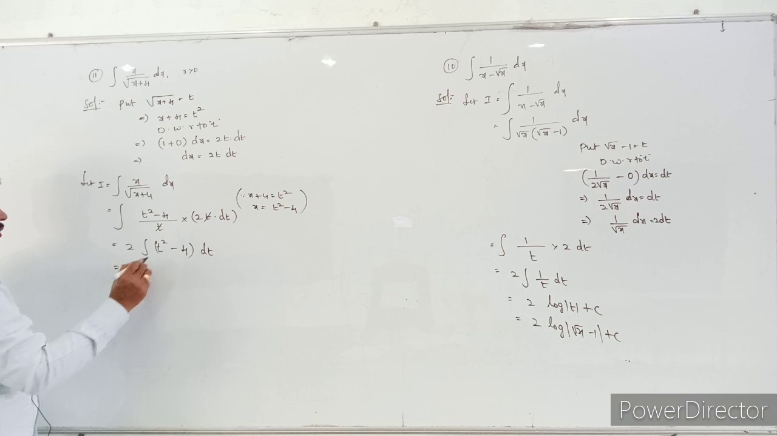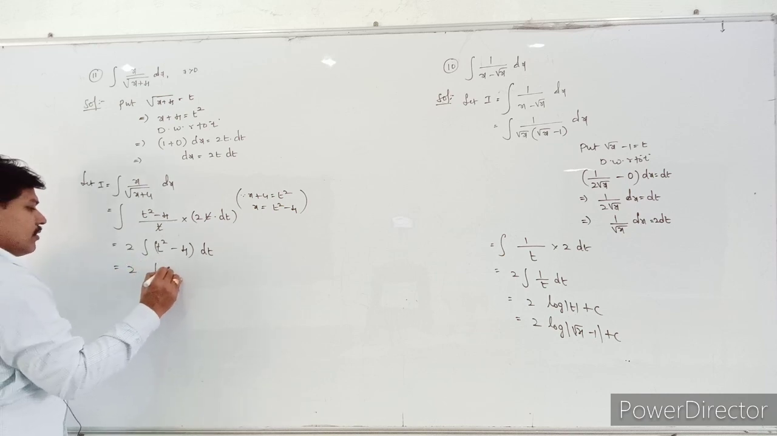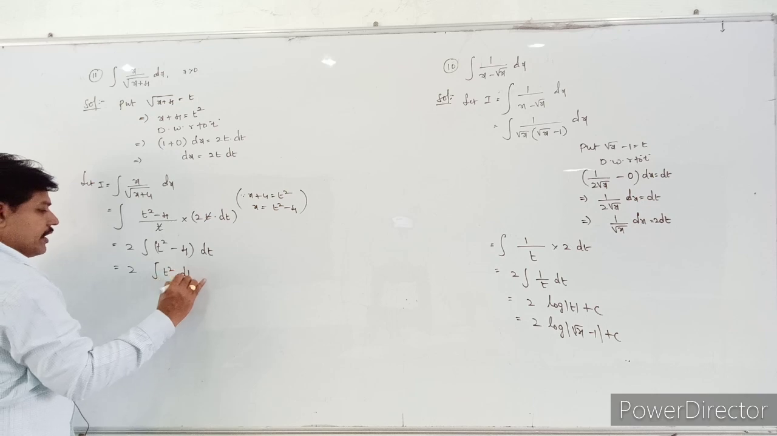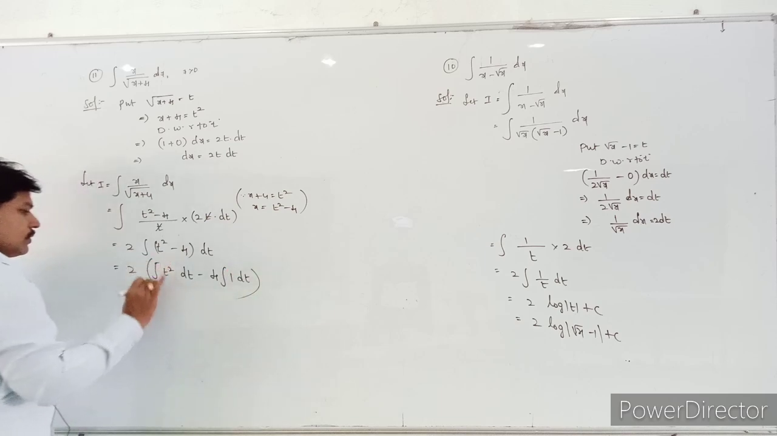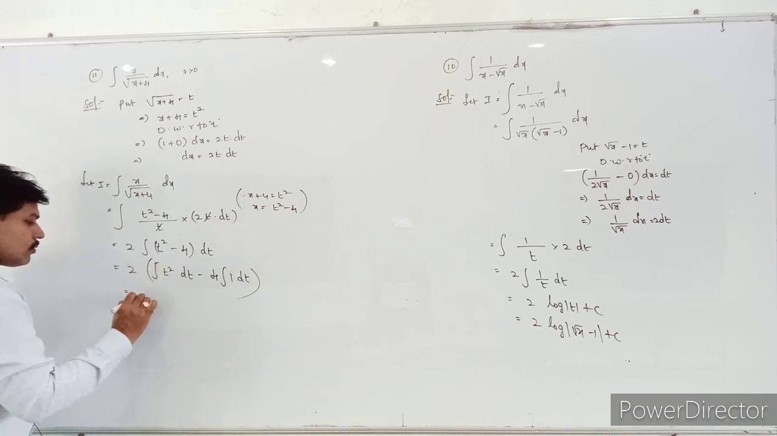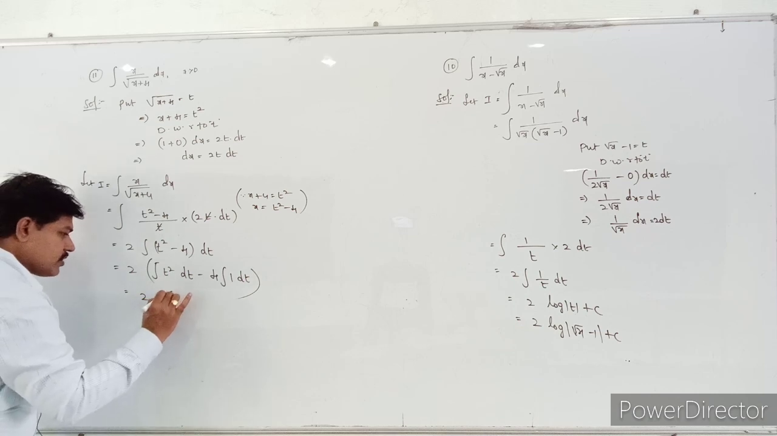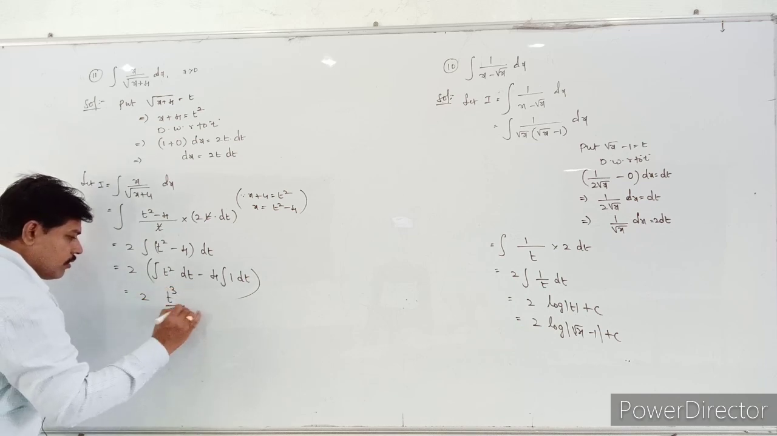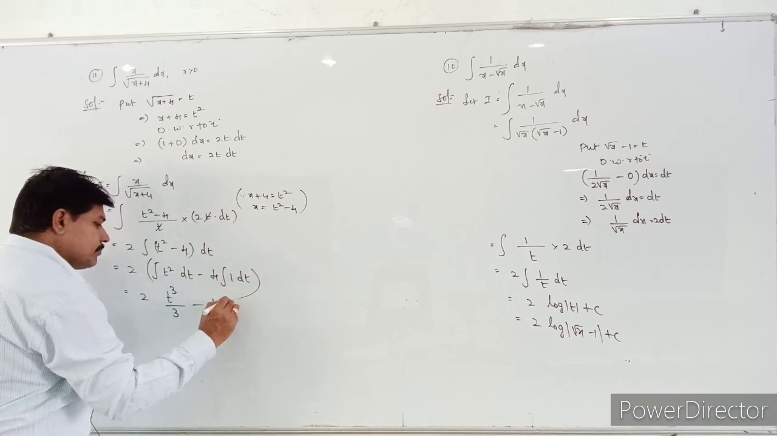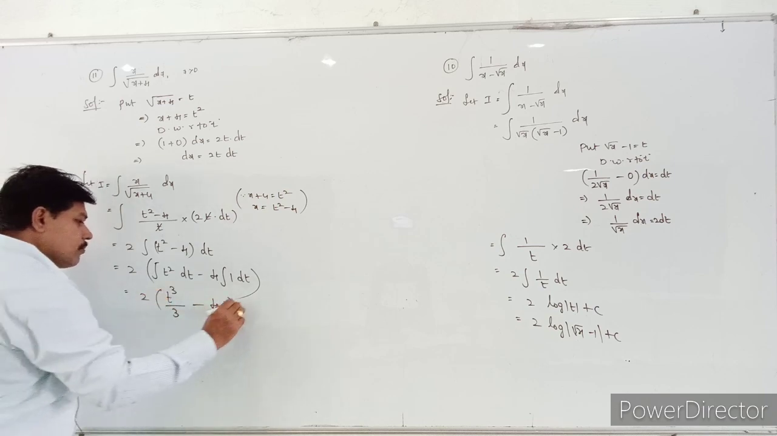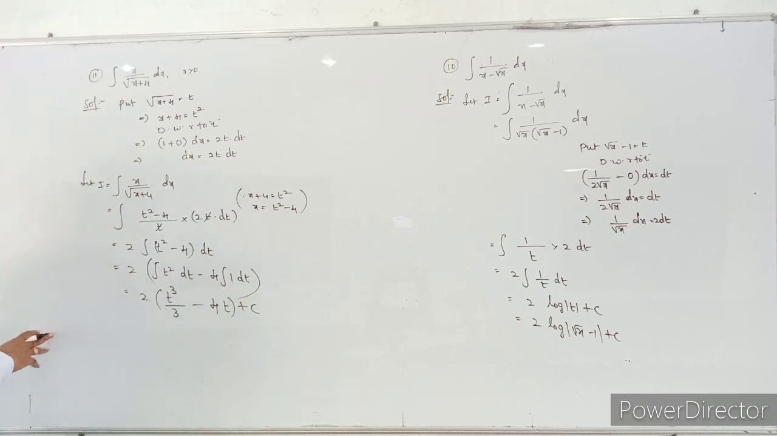So 2 into, apply the integration here, integral of t square into dt minus 4 into integral of 1 into dt. So that is equal to 2 into integral of t square, which is t cube by 3, minus 4 into integral of 1 is t, plus c. So see students, what is the t value here? T value is nothing but x plus 4 whole power 1 by 2.